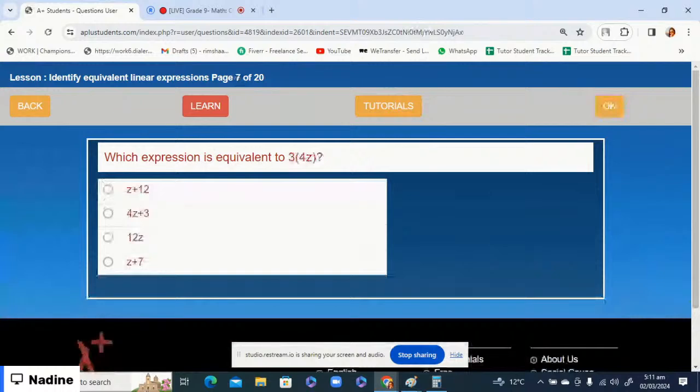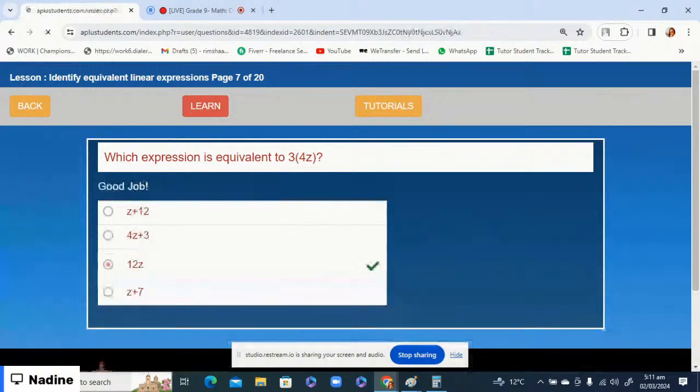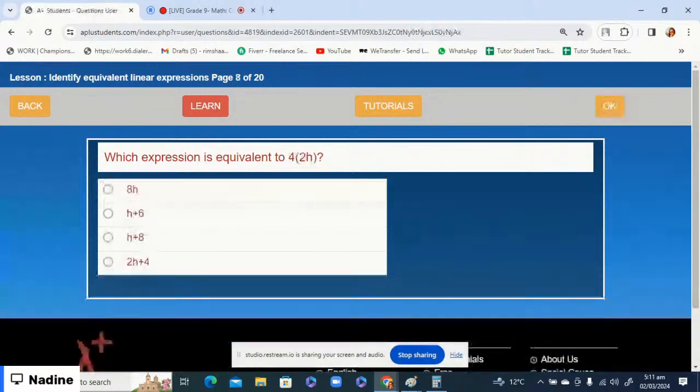Now, which expression is equivalent to 3 into 4z? First of all, you multiply 3 with 4 and then z as it is. 3 times 4 is 12 and your z as it is. So it's 12z. Yes, it's here. Now 4 into 2h, just simply multiply 4 with 2 and h is the same thing. So 4 times 2 is 8 and 8h is your answer. First option.